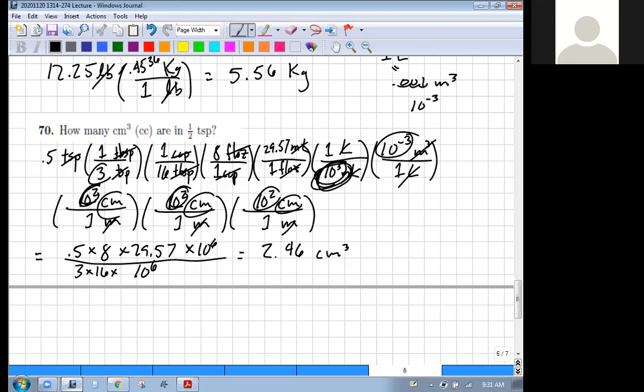Yes, sir. All right. As soon as I saw the answer, I was like, that doesn't make sense. It's only half a teaspoon, right? It can't be 246 centimeters cubed. That just ain't right. Got to use our common sense, right?